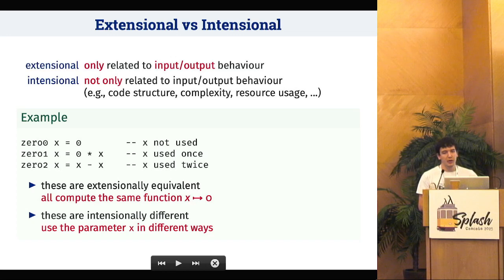As a super simple example, let's consider these three functions. They are clearly all extensionally equivalent because they all compute the same function, the constantly zero function. But from an intensional perspective, they are clearly different because they use the input parameter in a different way.